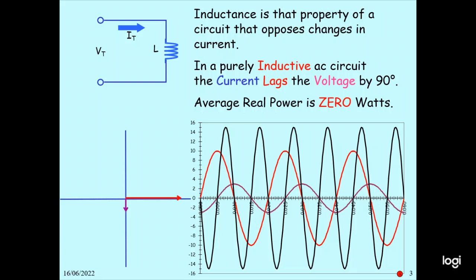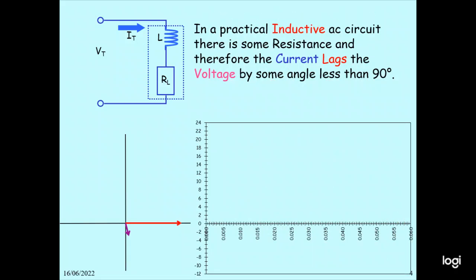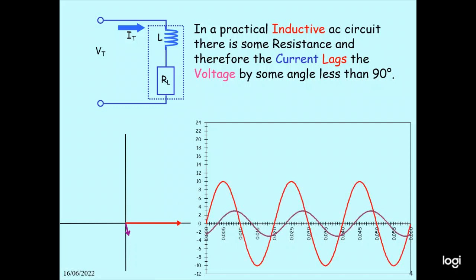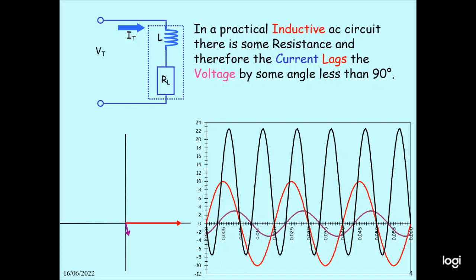And in a practical inductive circuit, there is some resistor, therefore current lags the voltage by some angle less than 90 degrees. Here is the voltage, this one horizontal, and this one is the current. When voltage is applied, the current behaves like this. So this will be the lagging. Then this will be the power. Average real power is not zero.